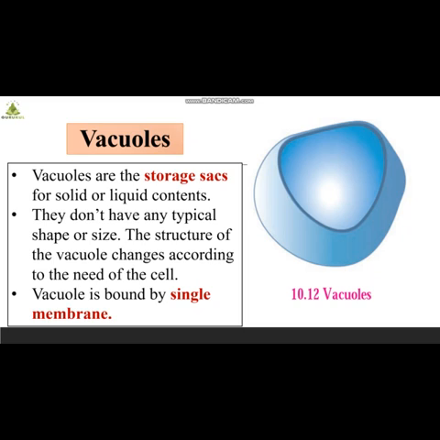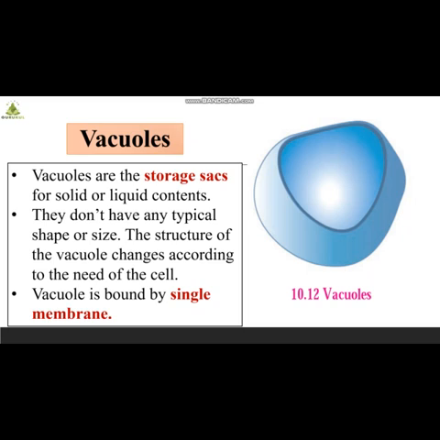We all know that vacuoles are present in both animal cells and plant cells. In plant cells, they are much larger, much bigger in size as compared to animal cells, right? So vacuoles are the storage sacs for solid or liquid contents. They don't have any typical shape or size. The structure of the vacuole changes according to the need of the cell.